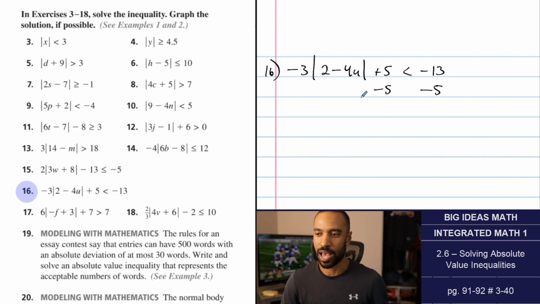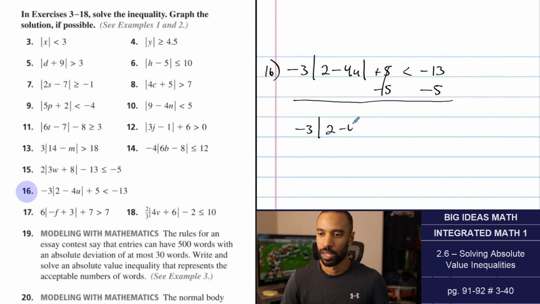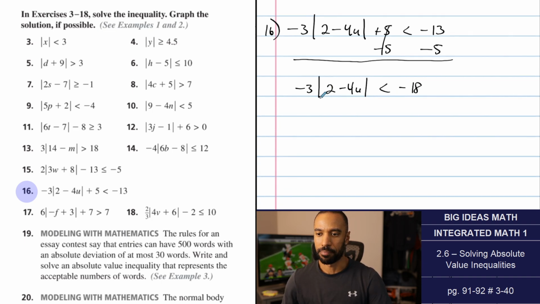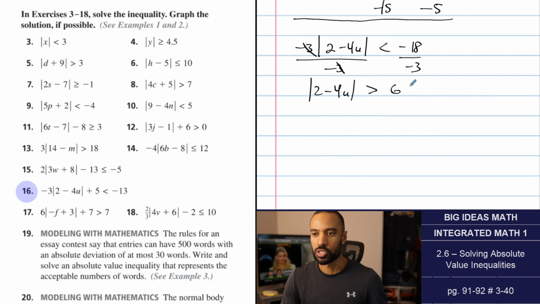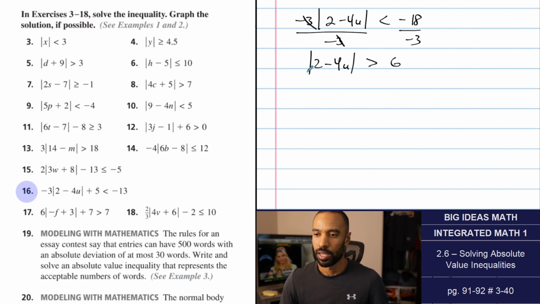Subtract 5 from both sides to isolate the absolute value. Then divide by negative 3. Now what will that do? A few things for us. Get rid of that, isolate the absolute value, flip the inequality, and make this positive. And of course it divides it. So this is a standard case, not a special case. Either greater than 6 or less than negative 6.